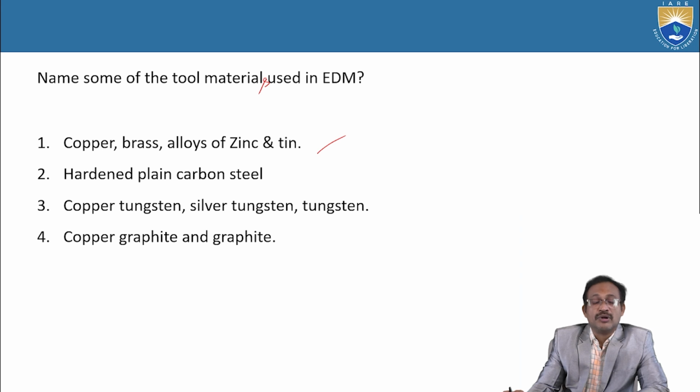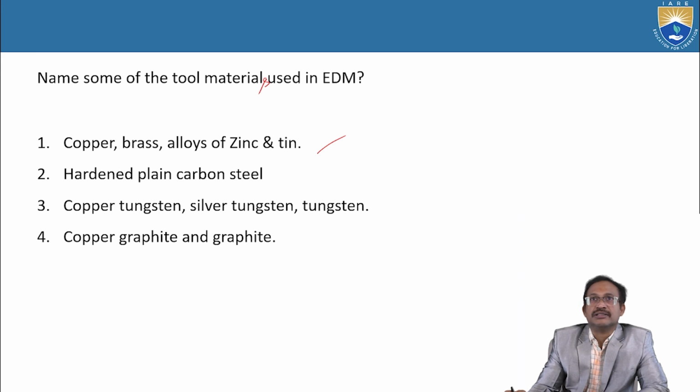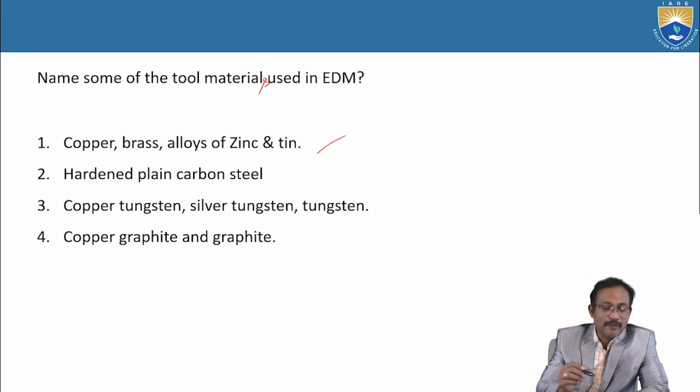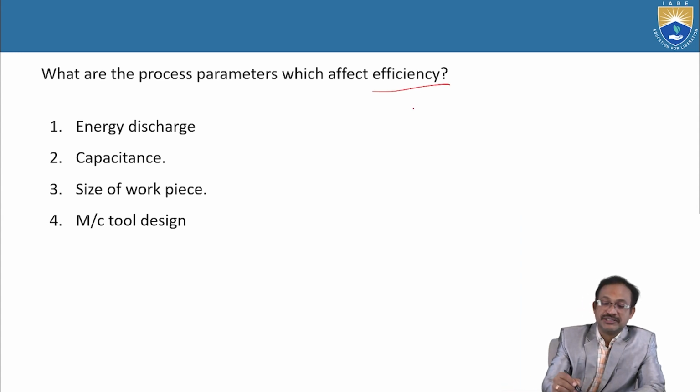Copper, brass, alloys of zinc and tin. Next, hardened plain carbon steel. Copper tungsten, silver tungsten and tungsten. Copper graphite.